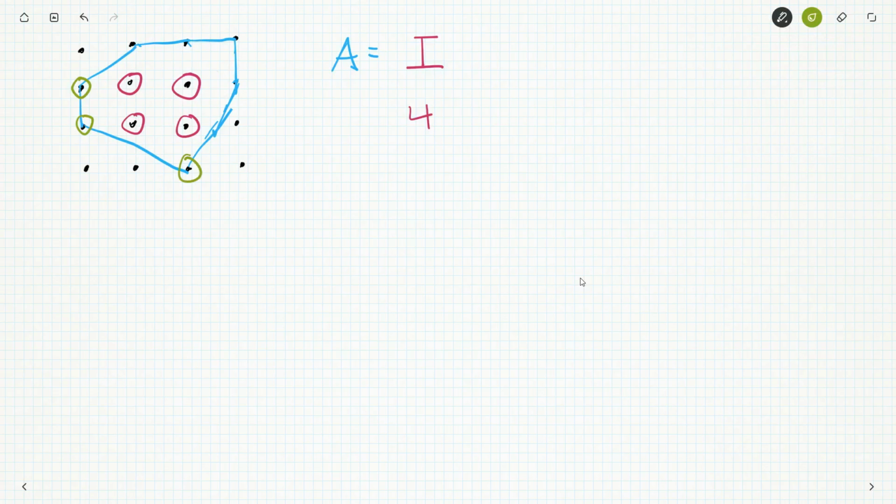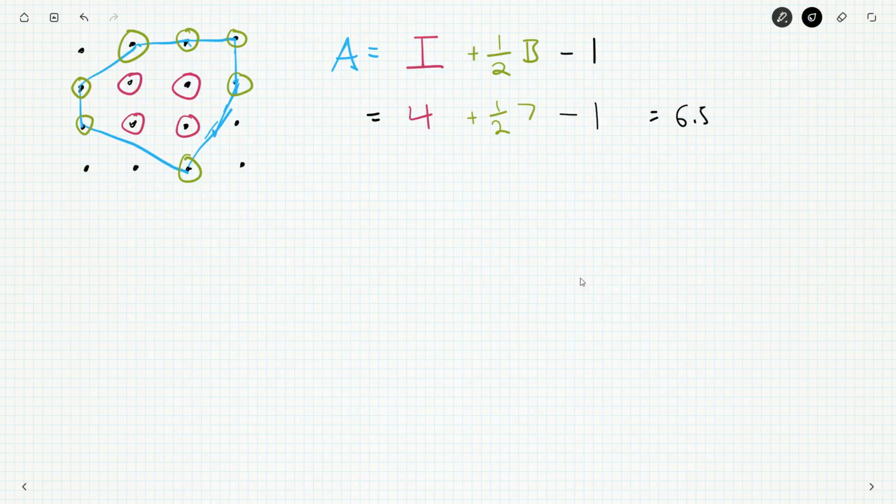So all the corners are counted, but also this point right here. It's not a corner, but it is on one of the lines that are the boundary of my polygon. So we have half the number of boundary points. In this case, 1, 2, 3, 4, 5, 6, 7. And then you subtract 1. Okay? So the area of this particular figure would be 4 plus 3.5 minus 1. So that's 7.5 minus 1, 6.5.